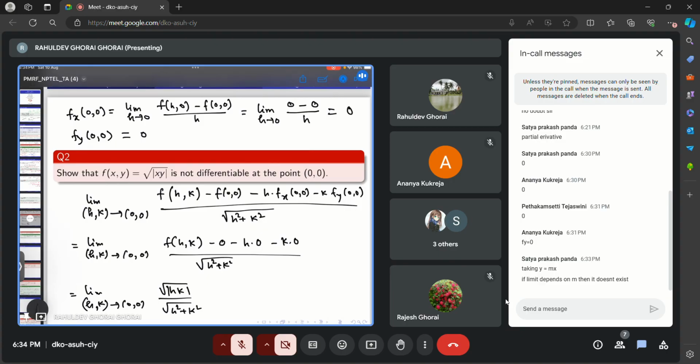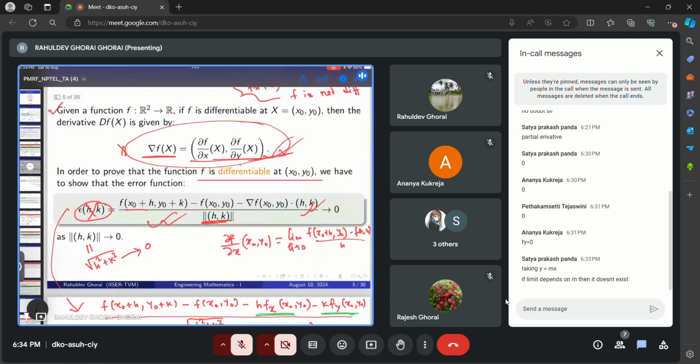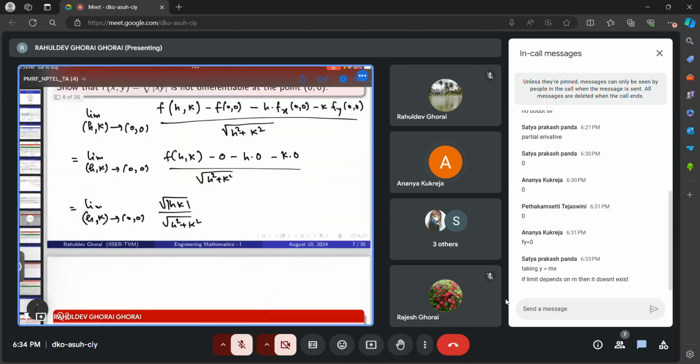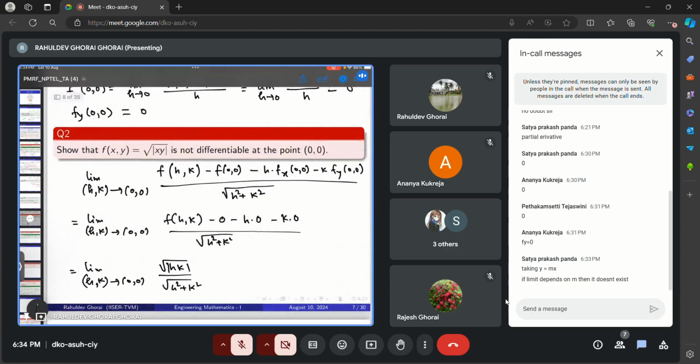So I'll show that this quantity, the limit, has to be 0. Now tell me whether this ratio is 0. In our case, is this limit 0, or does it exist? If it is not differentiable, it may happen that this limit exists and is equal to a finite nonzero number, or the limit does not exist. Those two things can happen.